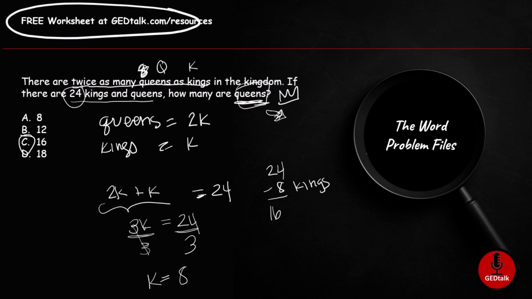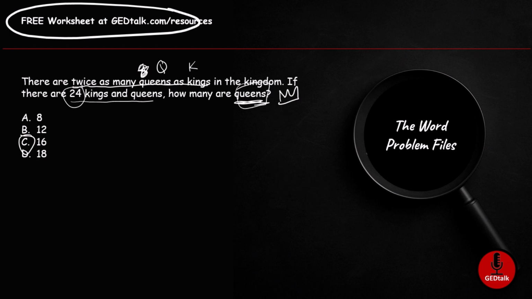Remember, when we just did this problem, we had queens represented as twice the number of kings, and the K represented the kings. Well, now we're going to say queens and then our kings. We are going to establish Q for queens, and kings is not going to be K, it's going to be the relation that kings have with queens. If I know that there are twice as many queens as kings, that tells me that 1/2 of the number of queens will equal the number of kings.